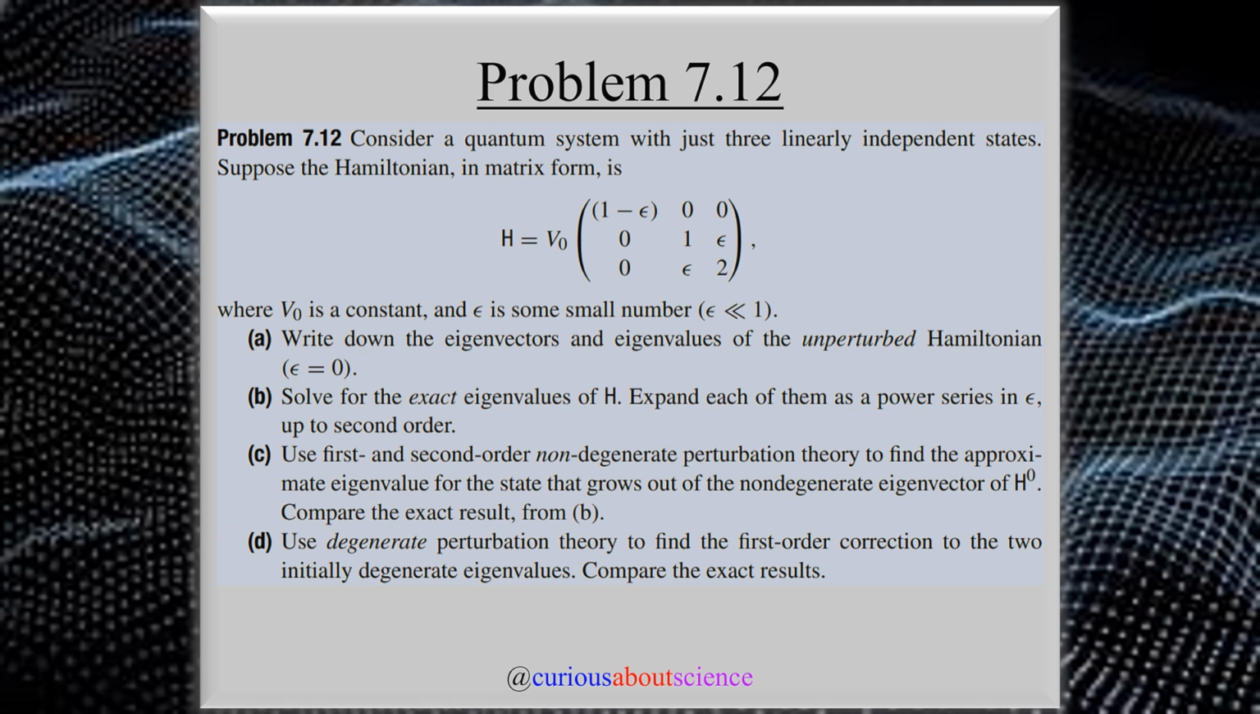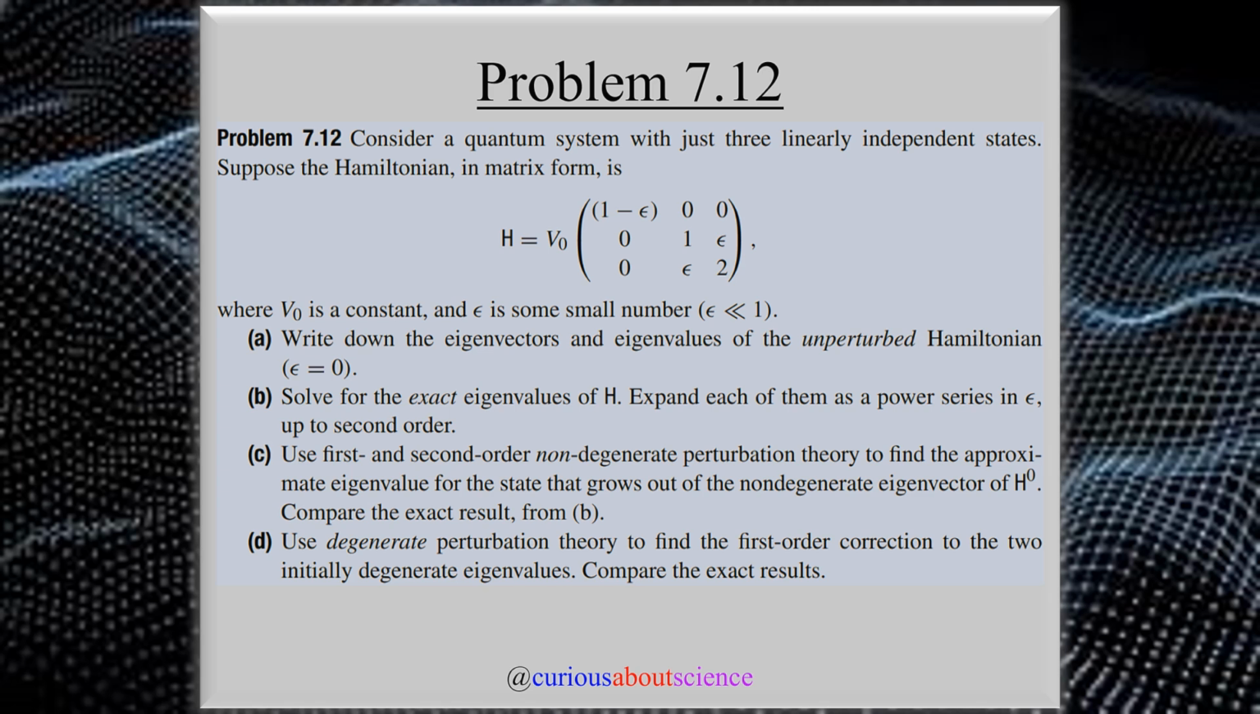And then in part D, use degenerate perturbation theory to find the first order correction to the two initially degenerate eigenvalues and compare to the exact results. Okay, quite a lot to deal with, a whole lot of words and a whole lot of moving parts, so we will take our time in putting these pieces together in the self-referential way that this problem is structured.